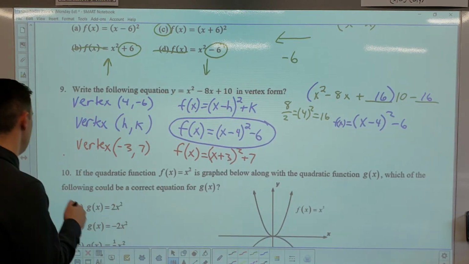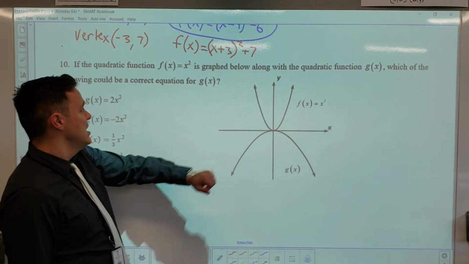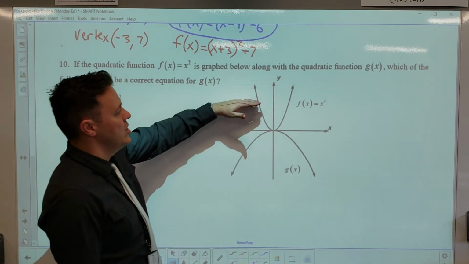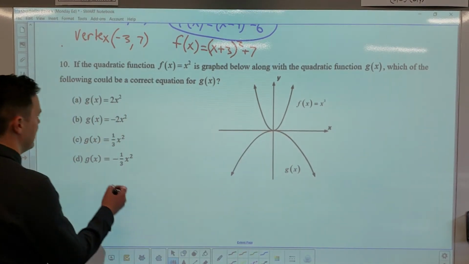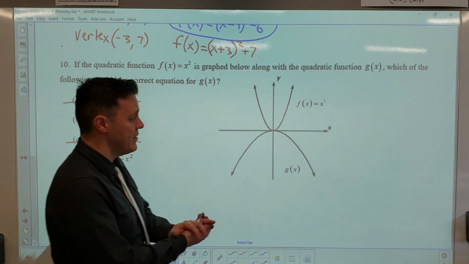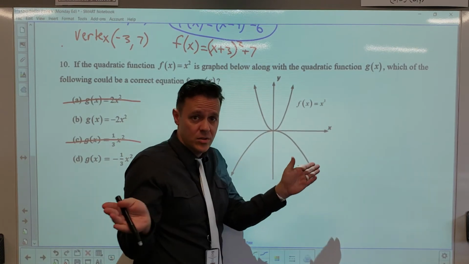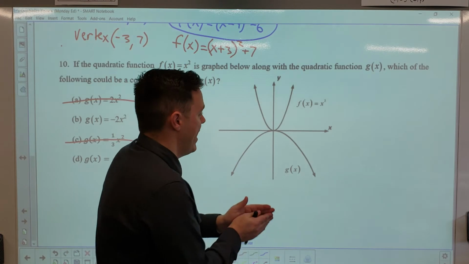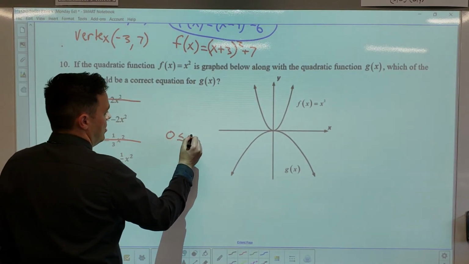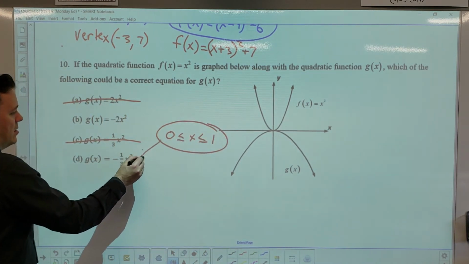Okay. Number 10, if the quadratic function f(x) is graphed below, describe which of the following g(x) is the correct equation. Well, first off, we know if it reflects over the x-axis that it's a negative number. So it cannot be this one, and it cannot be this one. Then we have to know, ladies and gentlemen, see how it balloons out or has more horizontal stretching? If it has a horizontal stretch, then that means it's between 0 and what number is that?